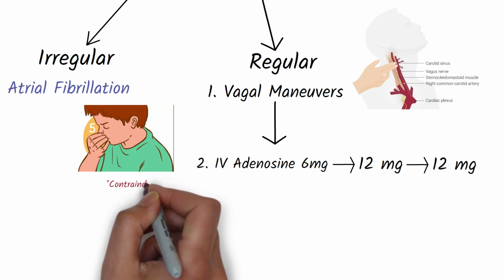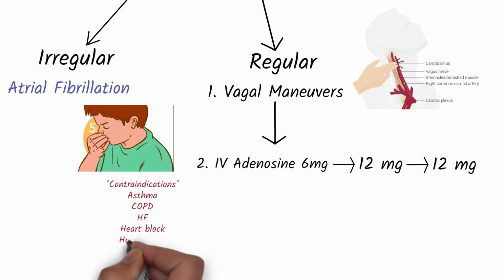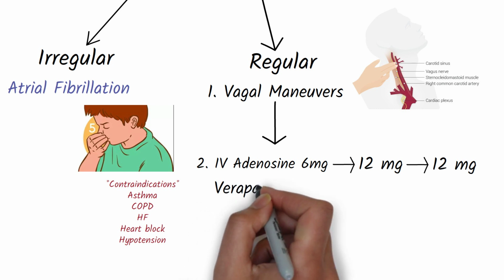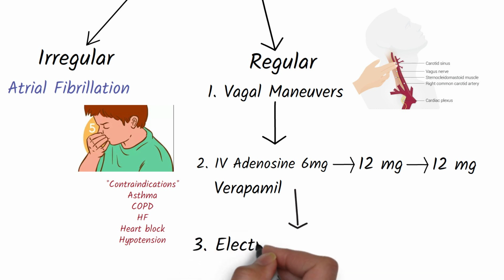Contraindications to adenosine include asthma, COPD, heart failure, heart block, and severe hypertension. If these contraindications are present, then verapamil is used instead of adenosine. If after all these Valsalva maneuvers and adenosine, the sinus rhythm is still not achieved, then the patient may need electrical cardioversion.